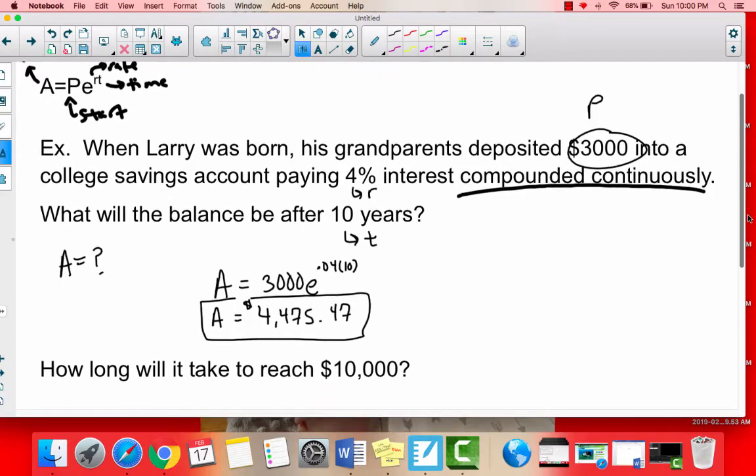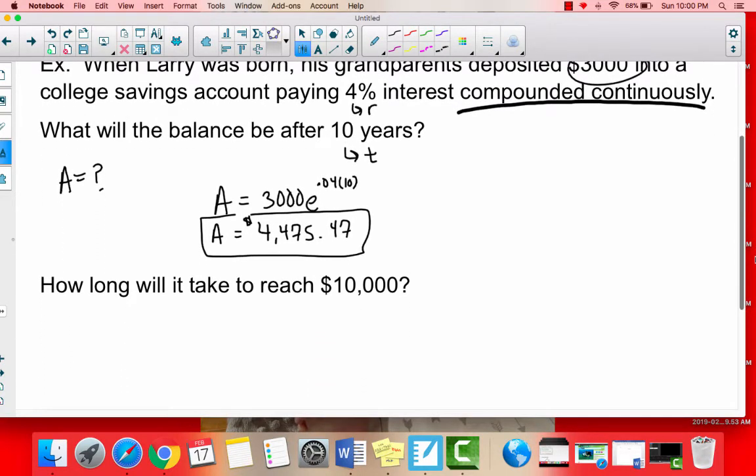The second part to this is if you are given an amount and you want to know how long it would take to get there. So in the same problem, let's assume nothing changes except for the amount we're trying to reach. So this time, the $10,000 is the A value, and what we don't know is how long it's going to take. So this is one where we're going to be working backwards. If I plug in my numbers here, I'd have 10,000 equals the 3,000 we deposited times e to the 0.04t, because again, we don't know how long it will take.